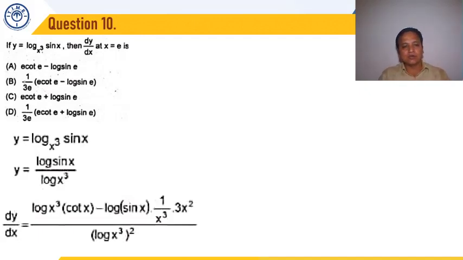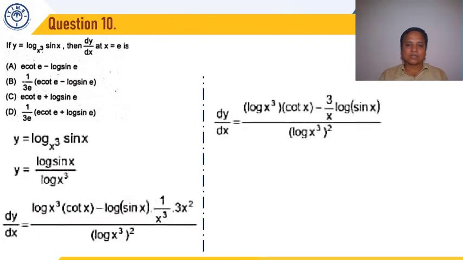So we apply the quotient rule. Denominator multiplied by differentiation of numerator, log sin x differentiation is cot x, minus numerator, which is log sin x, into differentiation of denominator. Log x cube differentiation is 1 upon x cube multiplied by 3x square, upon denominator whole square. Now we have to simplify this expression. So can we say log x cube into cot x minus 3x square upon x cube, which is 3 upon x, into log sin x, upon log x cube whole square.